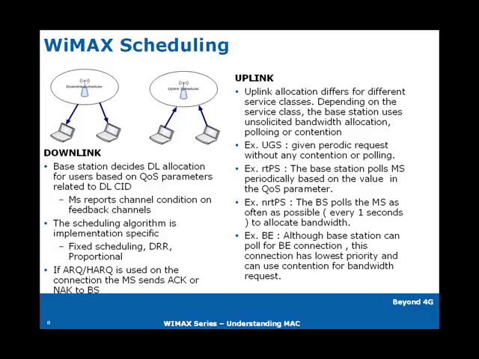So in a nutshell, downlink allocations are based on the channel conditions and QoS parameters, and uplink scheduling is based on the service class that is assigned to a subscriber.